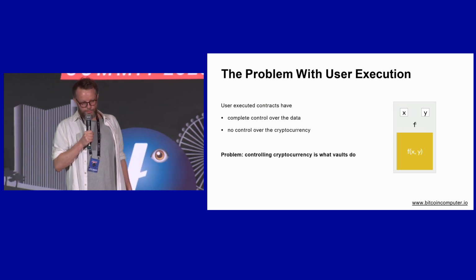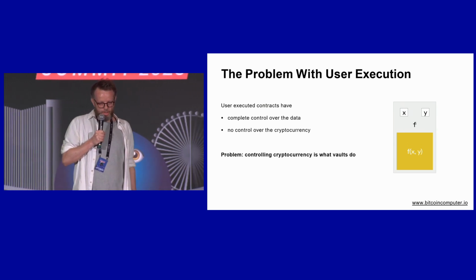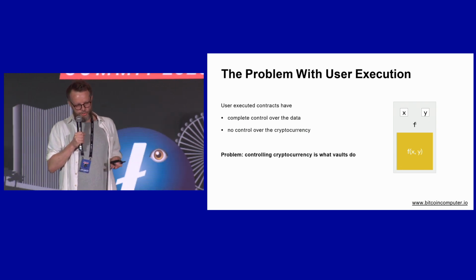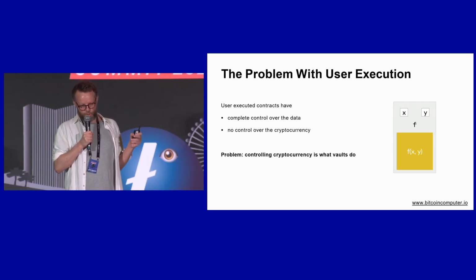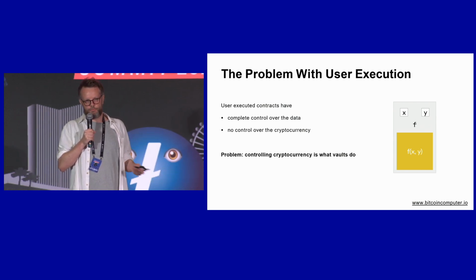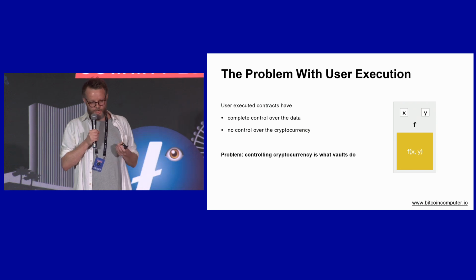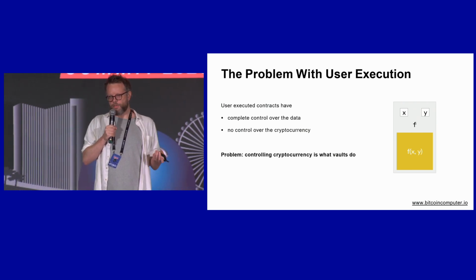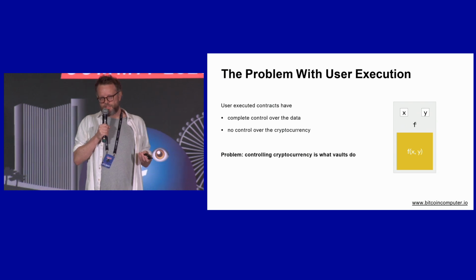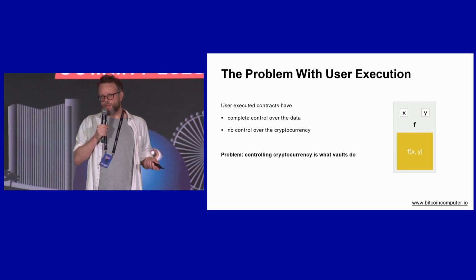So what is the problem with building vaults with user execution? With user execution, you have complete control over the data, but you literally have no control over the cryptocurrency. Miners are not aware of these JavaScript snippets in the blockchain, so it seems impossible to get the miners to send the money to the winner of a chess game if the miners don't even evaluate that chess game.